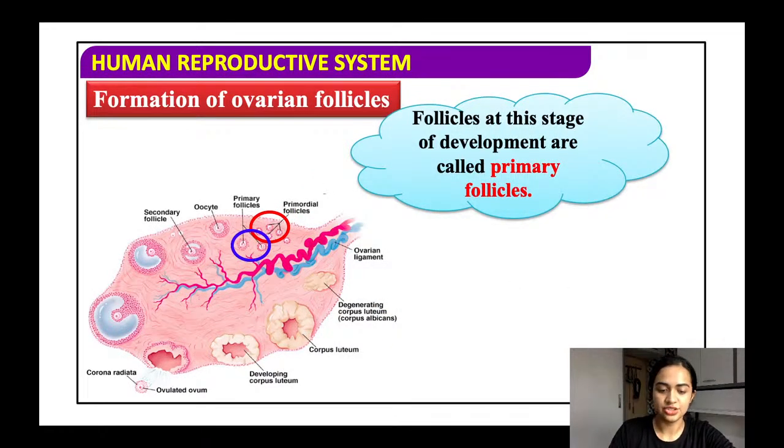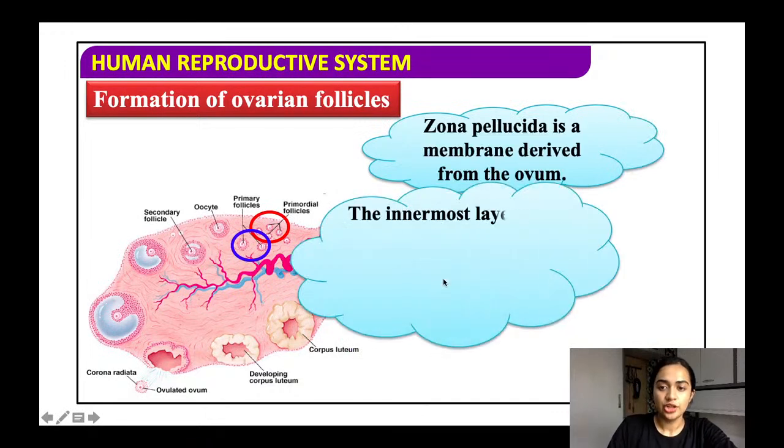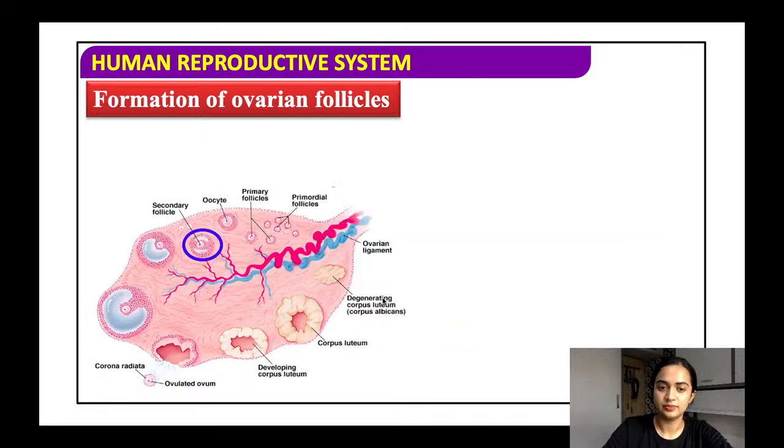Follicles at this stage develop the primary follicles. We have already seen this. Now what happens? A homologous membrane called the zona pellucida, that is the glycoprotein layer, appears between the primary oocyte and the granulosa cells. Zona pellucida is a membrane derived from the ova. Okay? Now what happens is that the innermost layer of the granulosa cells is attached to the zona pellucida, and together they form the corona radiata.